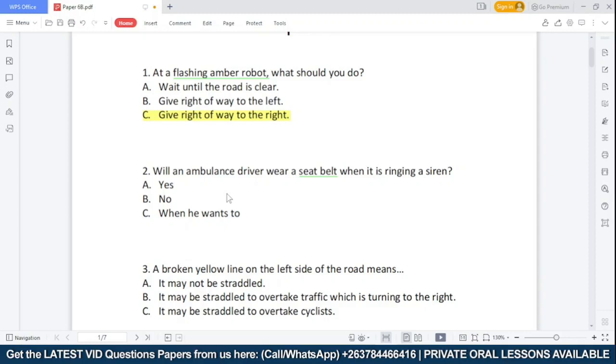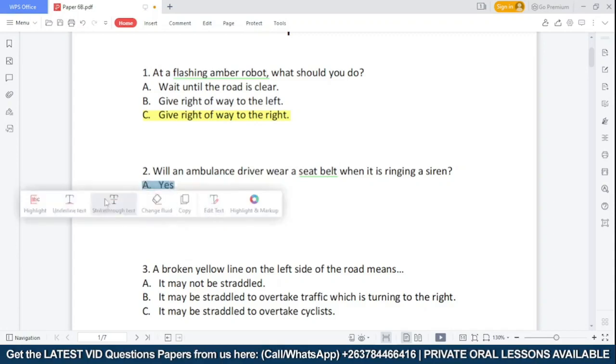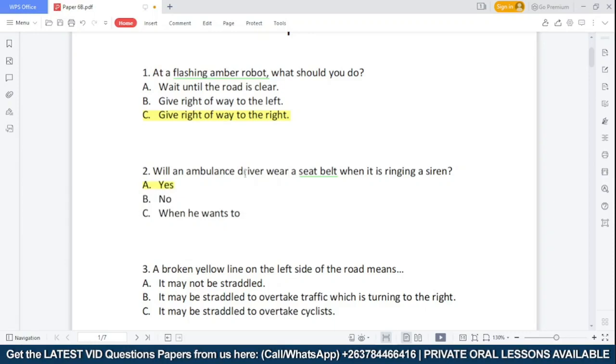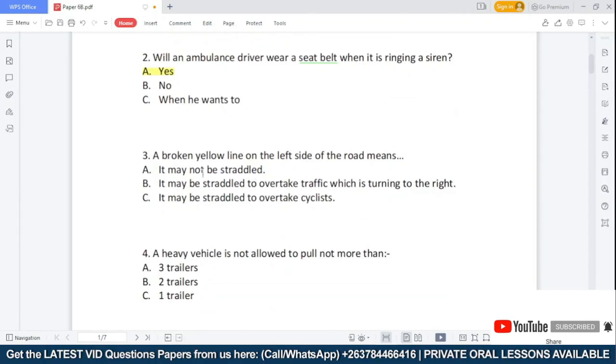When a driver is reversing, they should not wear their seatbelt. Why? Because it will obstruct their movement from turning their heads so that they can actually see the back of the car when they are reversing. But right now we are looking at a driver that is driving forward, and so it is mandatory that the driver should wear a seat belt. So it should not be only for an ambulance, but for any car, especially when they are driving forward. So the correct answer here is A.